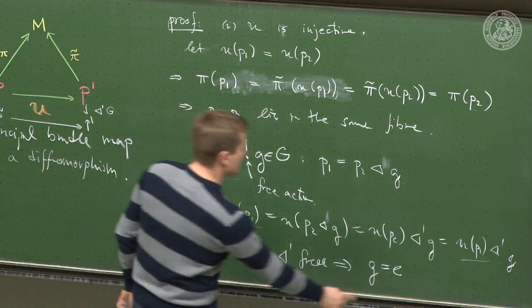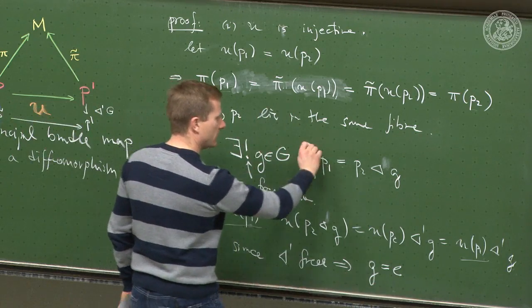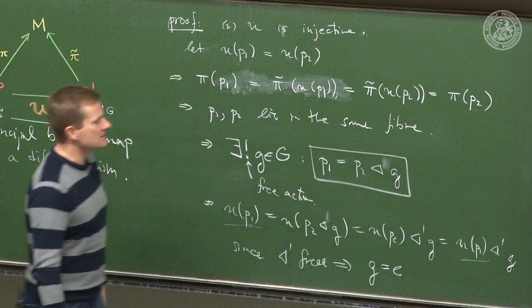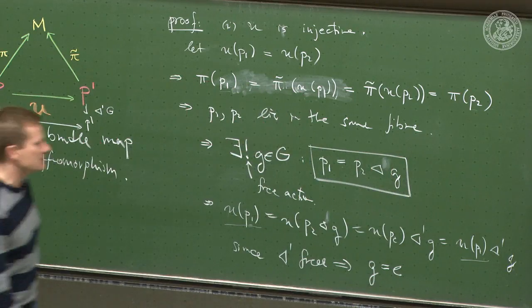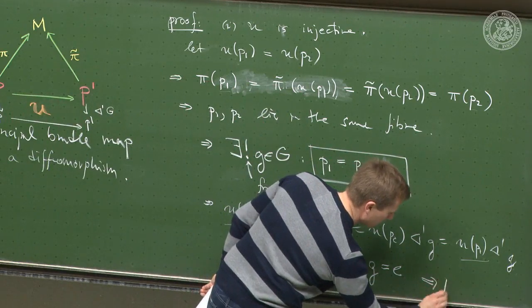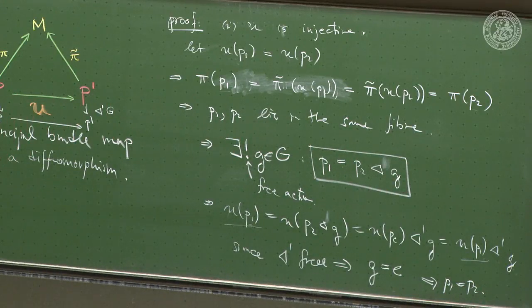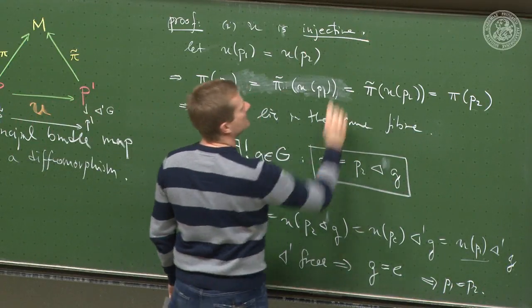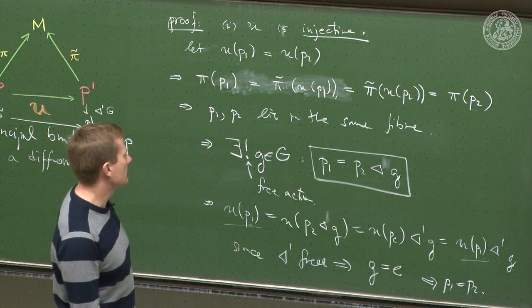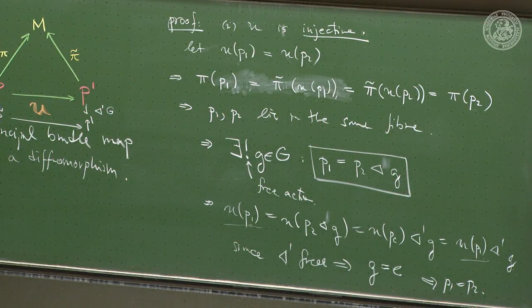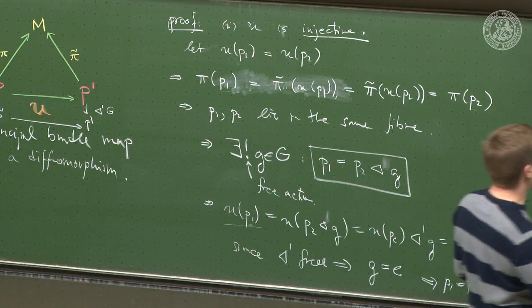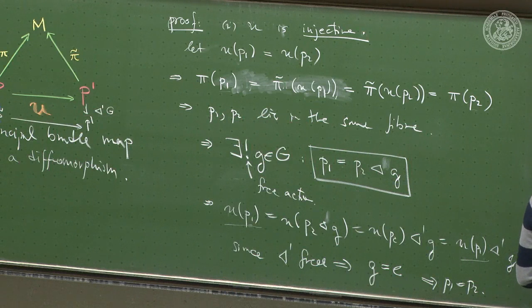Yeah, but if G is the identity, we go back to this point here, and we see this G all along was the identity, hence P1 equals P2. That's it, okay? And U is injective. And you see we used both the bundle map property and the principal bundle map equivariance property. Okay, that's this guy.